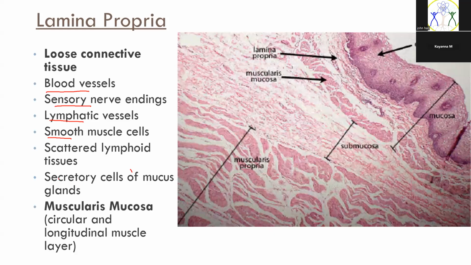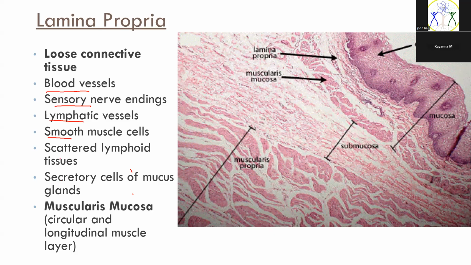And glands, as I mentioned earlier, in lamina propria, you have several types of mucus secreting glands as well. Okay. And remember, the lamina propria is right below the epithelium. So the mucus, etc., can be secreted and passed through, right?